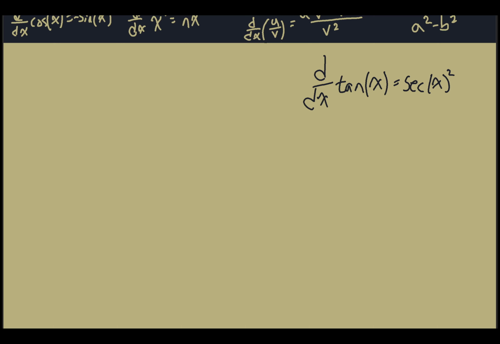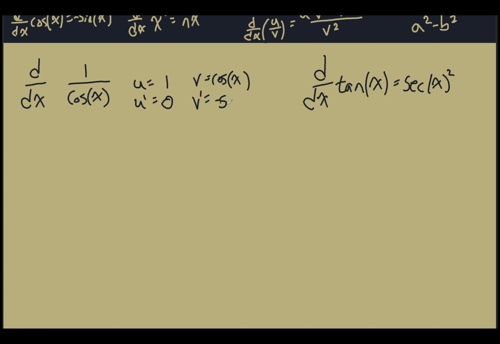Let's try another one. What's the derivative of secant of x? Well, we know that it's not secant, is it? It's 1 over cosine of x, isn't it? And we can use the quotient rule again. Our u is equal to 1. Our u prime is 0. Our v is cosine. Our v prime is negative sine.